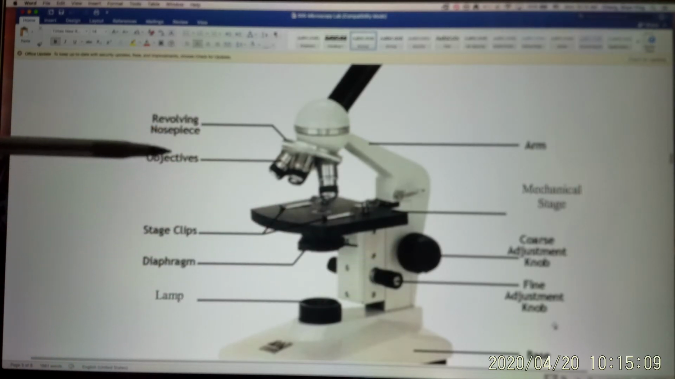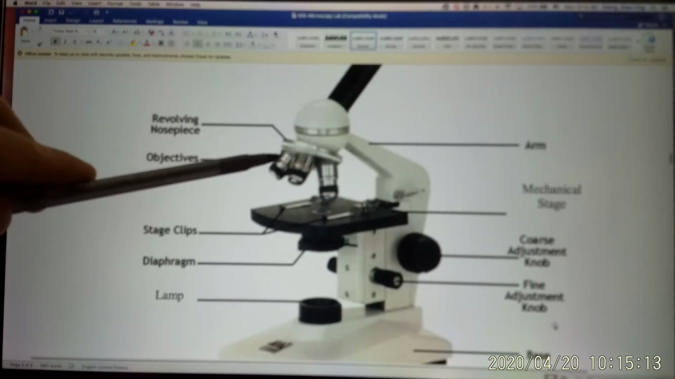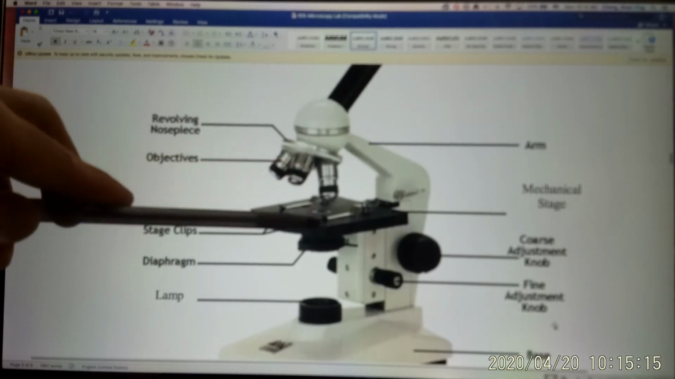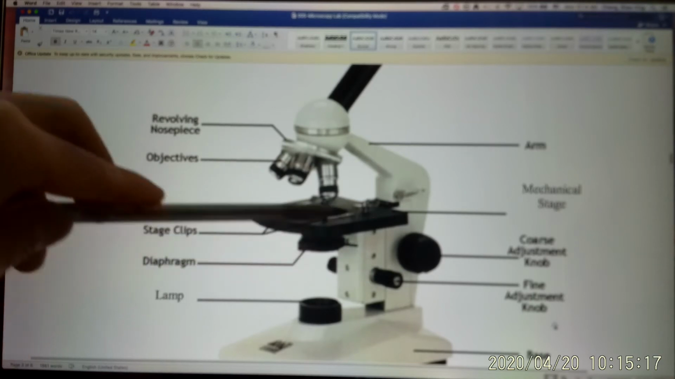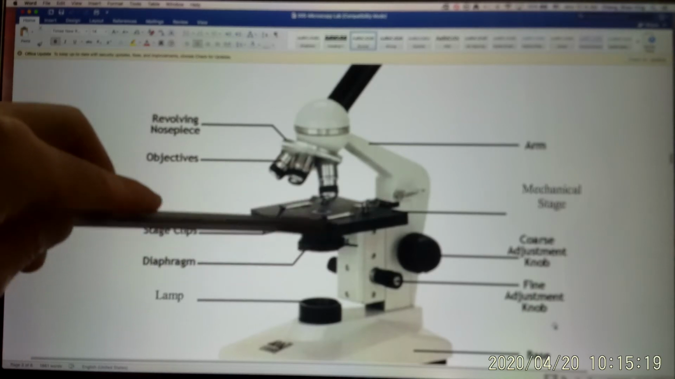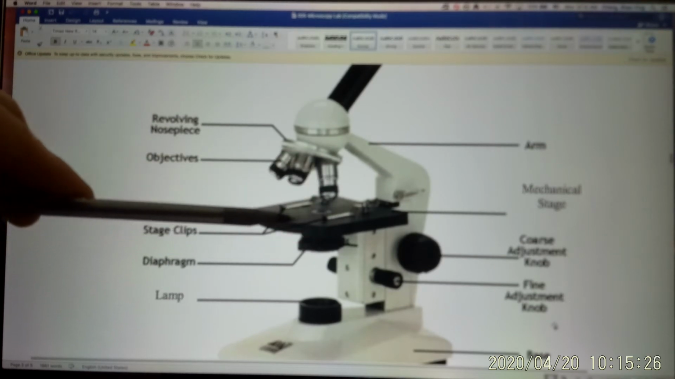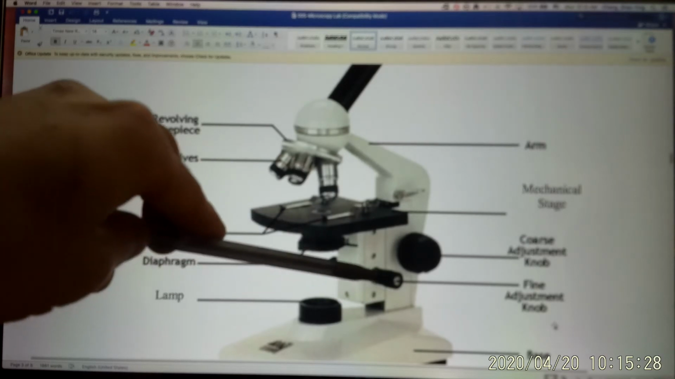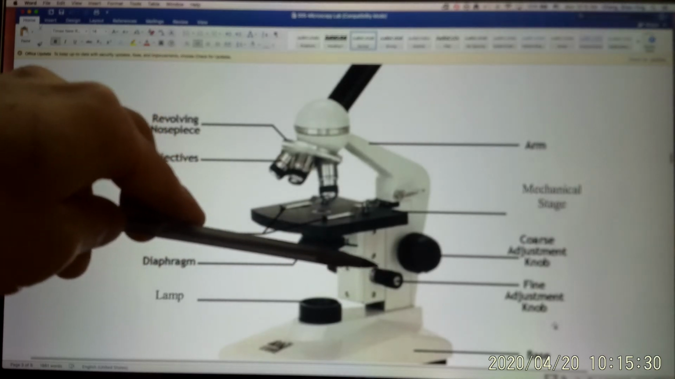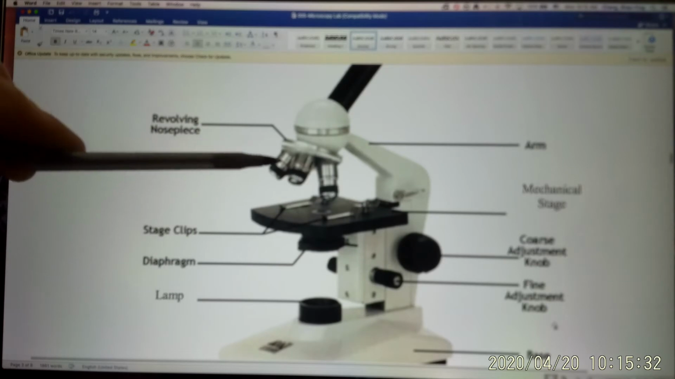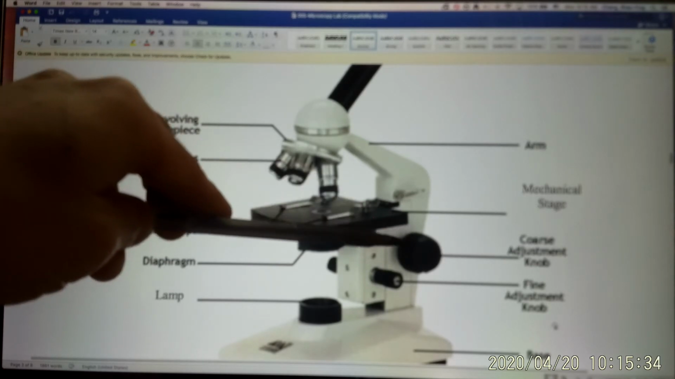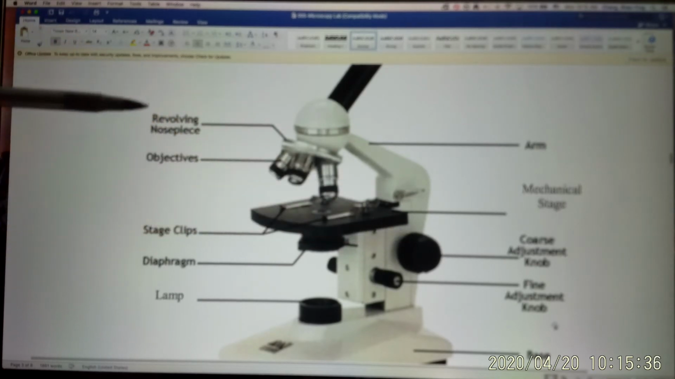So when you are in high magnification, using the high magnification objective, like the 40x, you want to use the fine adjustment knob because you don't want to move the stage too quickly, and the sample can bump into the objective. You can break the sample. So in high magnification, you use the fine adjustment knob. In low magnification, you use the 4x objective, and you just use the coarse adjustment knob.